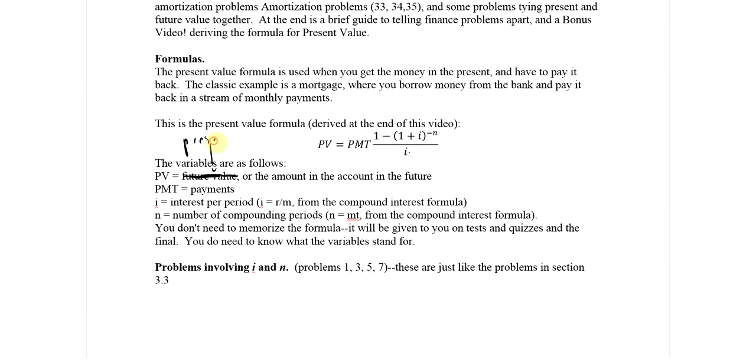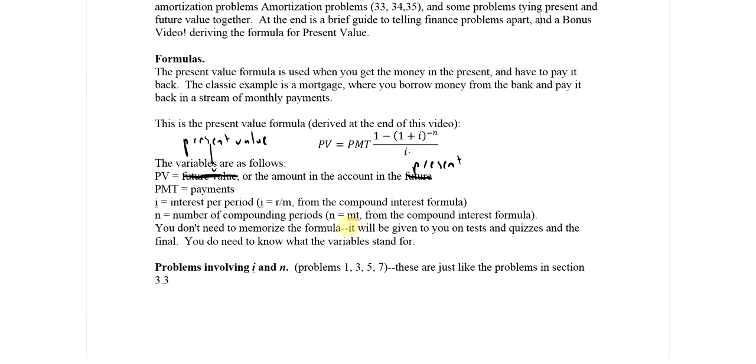Present value, or the amount in the account in the present. Right? It's how much you borrow. PMT is the payments. i is the interest per period, so r over m again. n is the number of compounding periods. n equals mt. Right? So m times a year times t years.